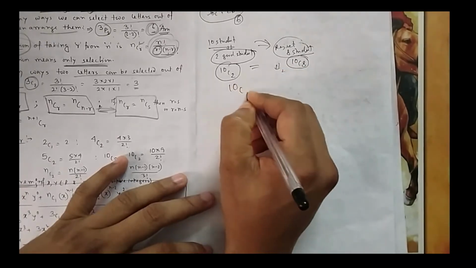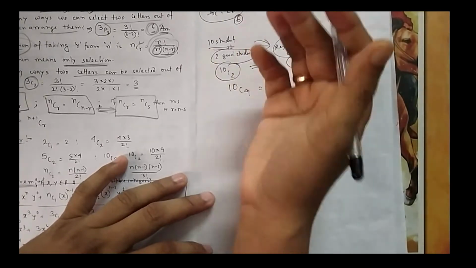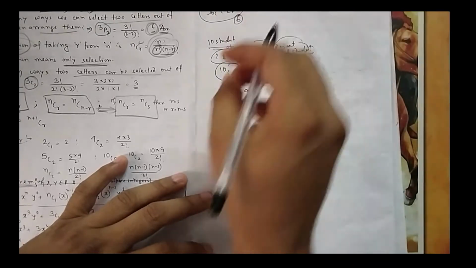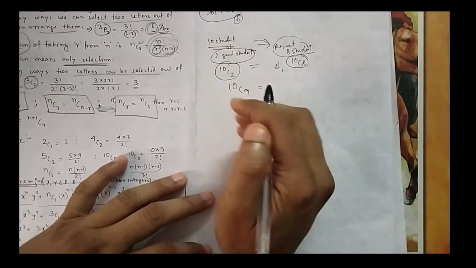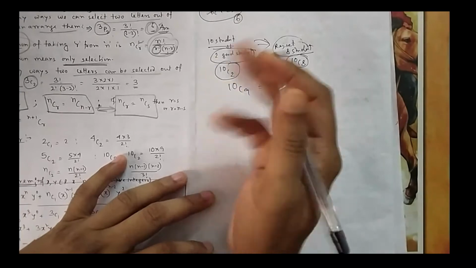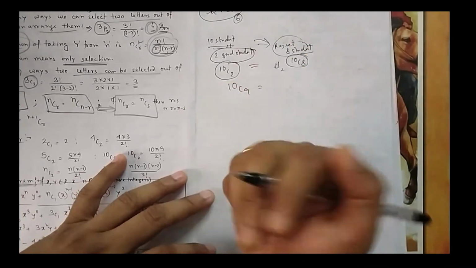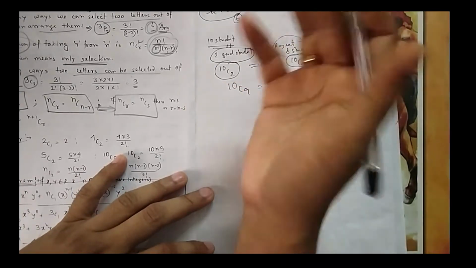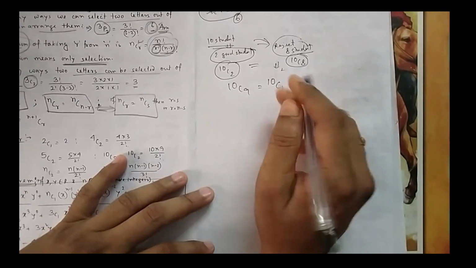Again 10C9: suppose someone wants to select 9 people out of 10. You can directly select 1 by 1 up to 9. Or you can be a little clever and reject 1. You reject 1, then automatically 9 will be selected. You reject 1 and take the rest. So reject 1 means out of 10 you reject 1.